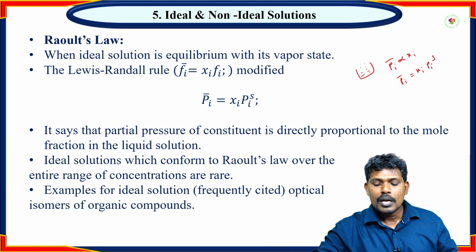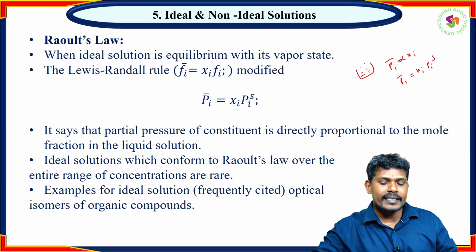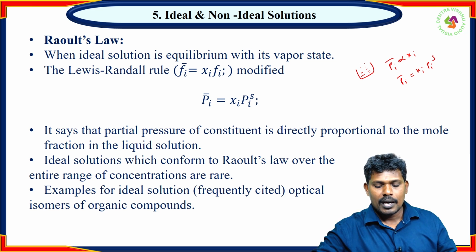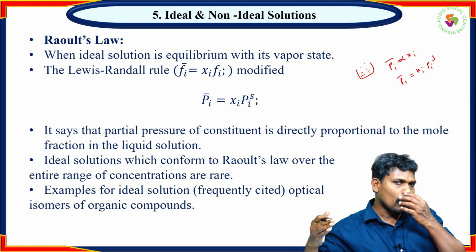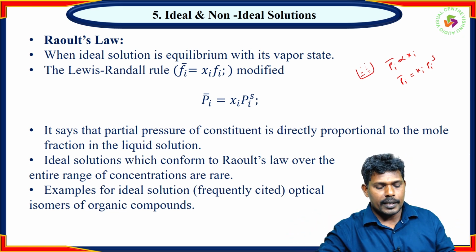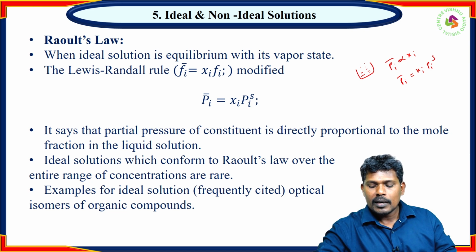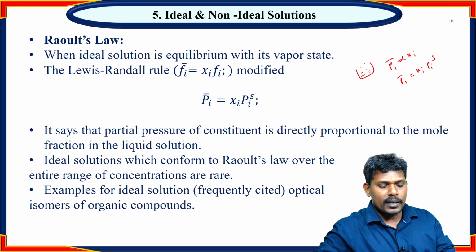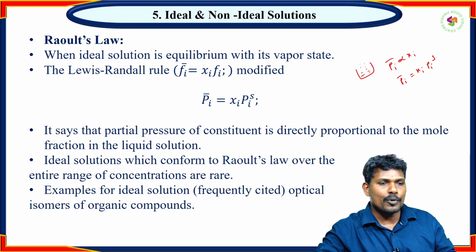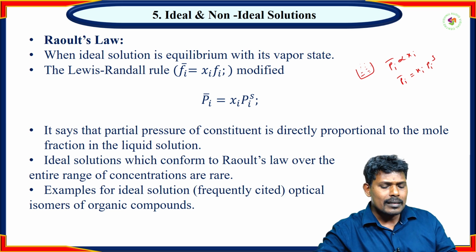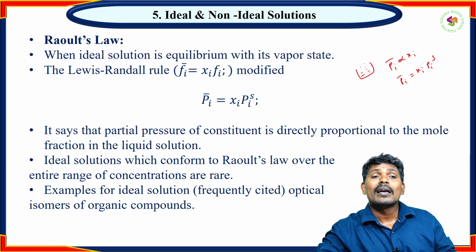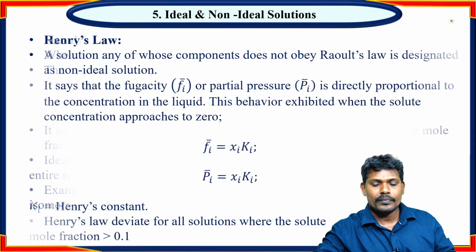Ideal solutions which conform to Raoult's law over the entire range of concentration are rare. It means that following Raoult's law over the entire range of concentrations is rare. An example of an ideal solution frequently cited is optical isomers of organic compounds. They behave as ideal solutions, and they satisfy Raoult's law.